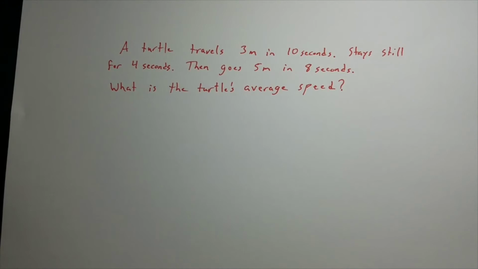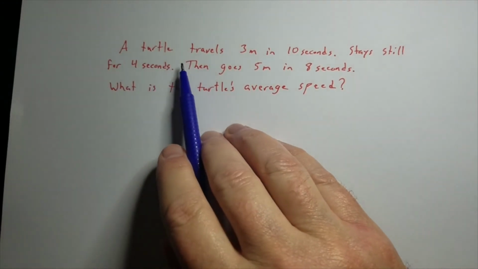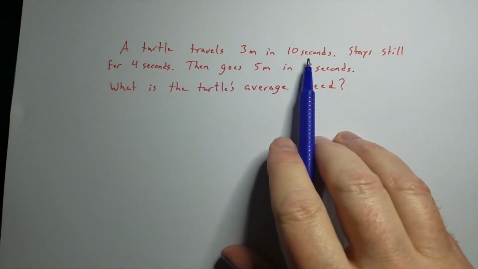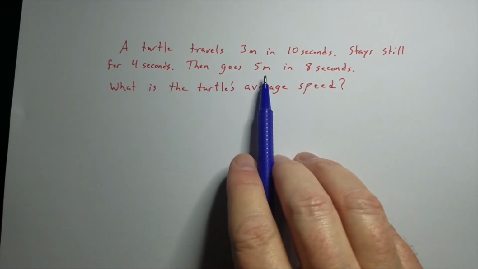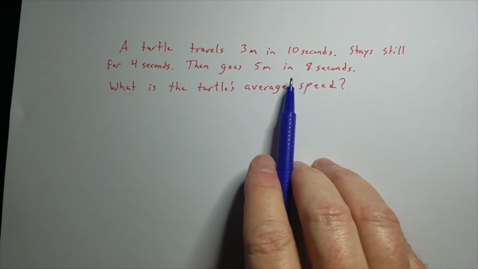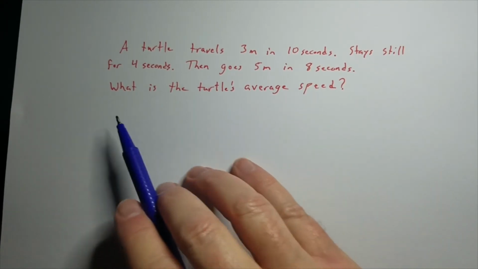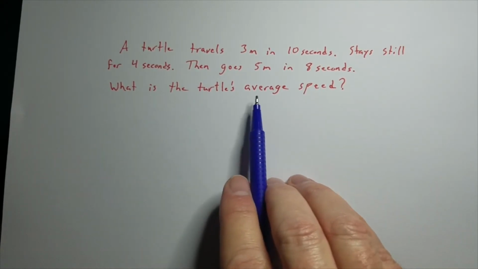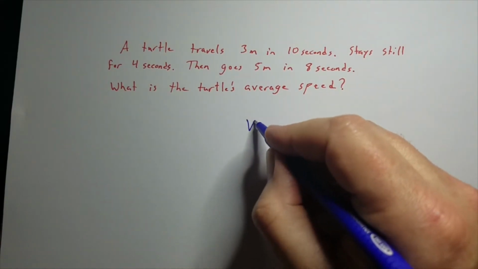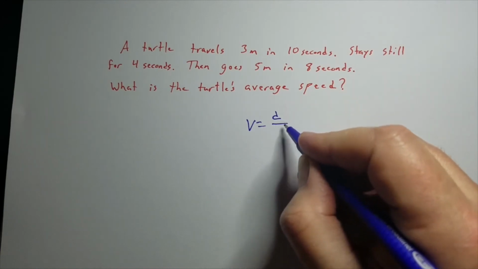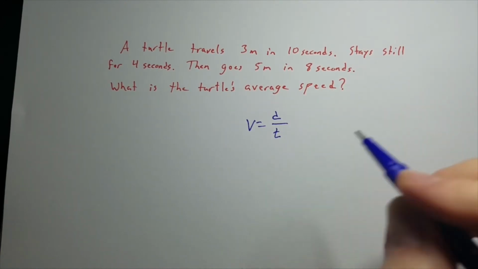Here's one that's a little bit different. We've got a turtle traveling 3 meters in 10 seconds, standing still for 4 seconds, and then going another 5 meters in 8 seconds. So he hits a burst of speed right there. We want to know the turtle's average speed. Well, you can always find average speed by taking the total distance divided by total time. We need to figure that out.